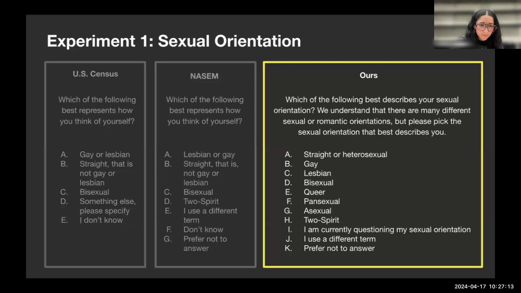And then moving on to the questions that we designed, we gave quite a few more options. We separated out gay and lesbian. We didn't posit straight in opposition to gay or lesbian. We added the terms queer, pansexual, and asexual to more broadly represent the discourse that's currently happening in the community as it evolves. And then finally, we added an additional option for I'm currently questioning my sexual orientation. We also kept NASEM's I use a different term, and of course, prefer not to answer.